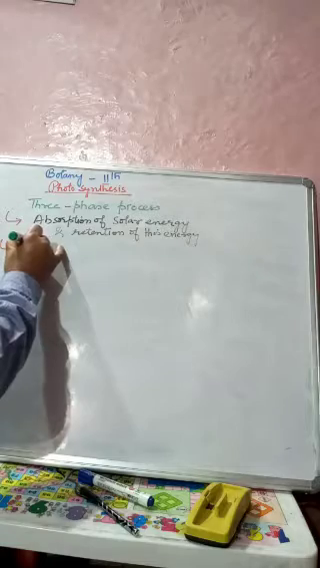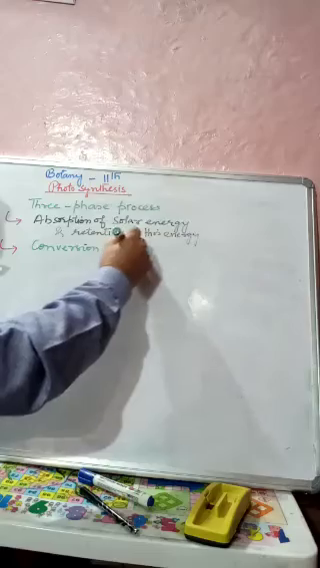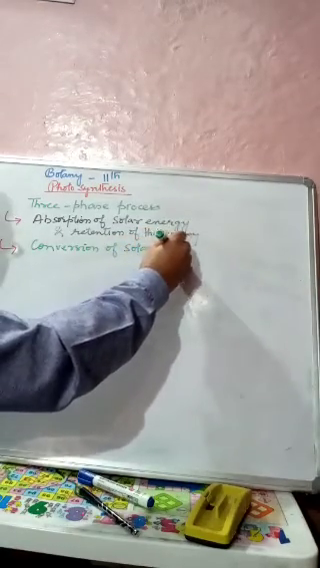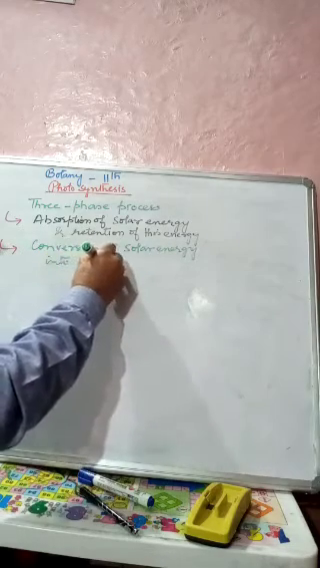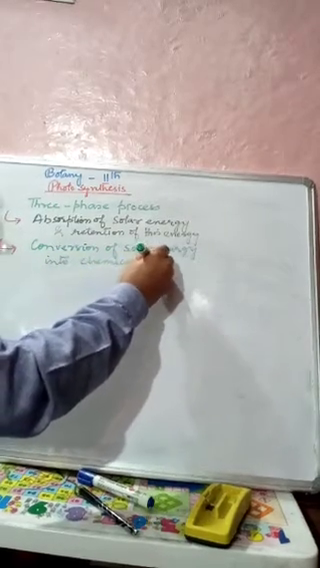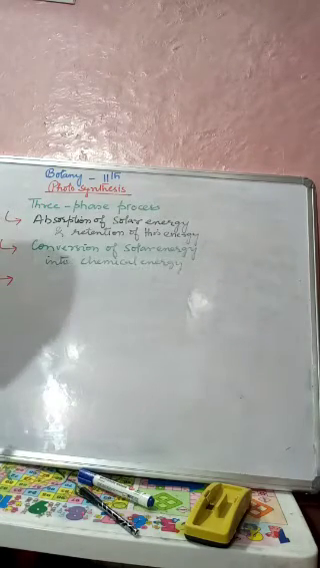Second step, what is the second phase? That is simply the conversion of solar energy into chemical energy. It is the second process, how this solar energy is converted into chemical energy. That's the second phase. And when we talk about the third phase, what is that?